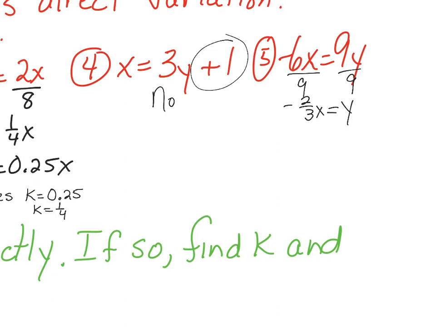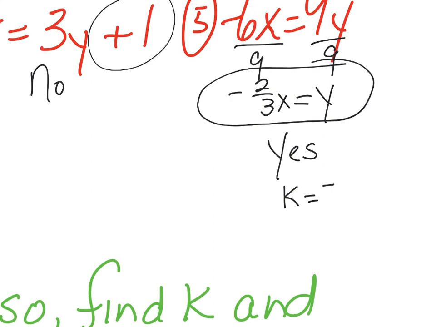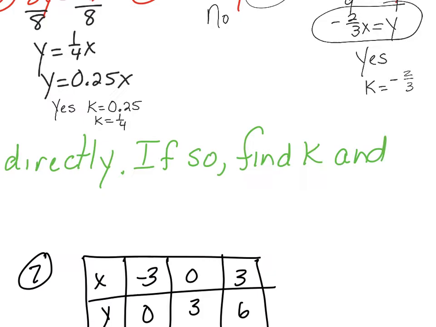This is yes. What's my constant? Also known as my slope. Also known as my unit rate. Also known as my rise over my run. Brady? Look at your solved equation. Negative 2/3. Is that hard? No.